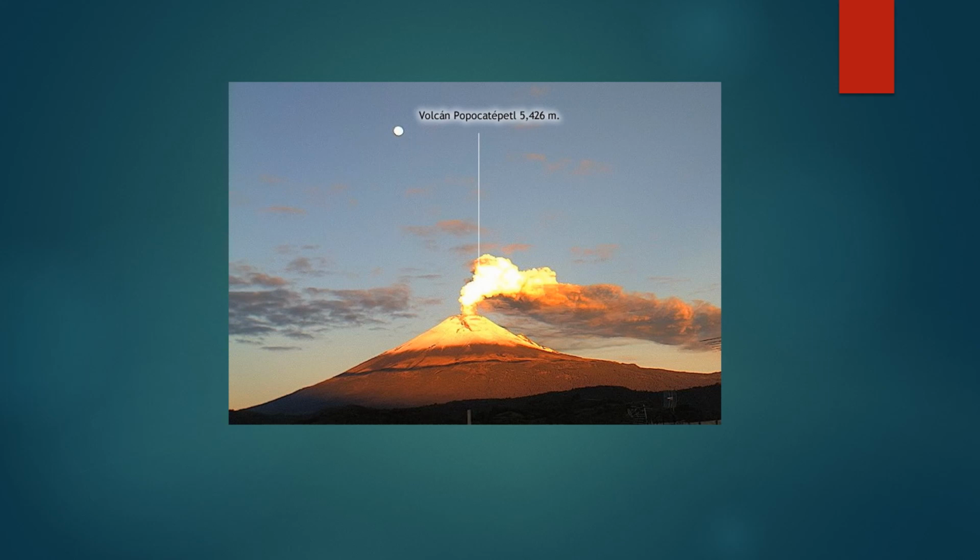Here's El Volcán Popocatépetl, very close to Mexico City. It's about 40 kilometers south of one of the most populated cities on earth. And I mean, it's always smoking and erupting.